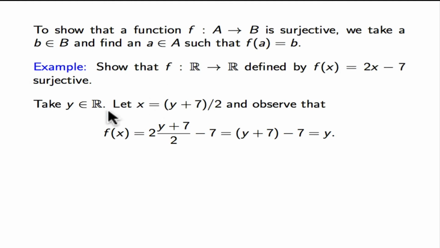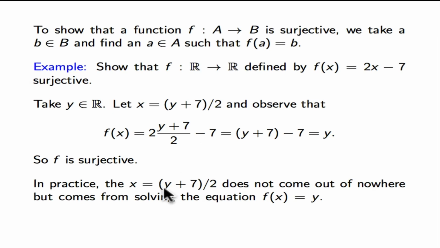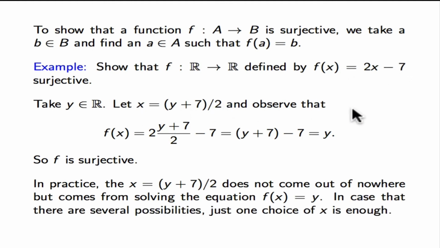Okay, so how did I find x equals y plus 7 over 2? Well, this x equals y plus 7 over 2 doesn't come out of nowhere. What we do is we solve the equation f of x equals y. And here solving f of x equals y, 2x minus 7 equals y, indeed gives x equals y plus 7 over 2. Sometimes I may have more choices for x, but what matters is that we must have at least one choice. If we have at least one choice of x for every y, this is enough.